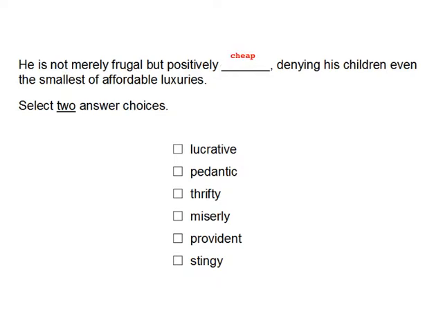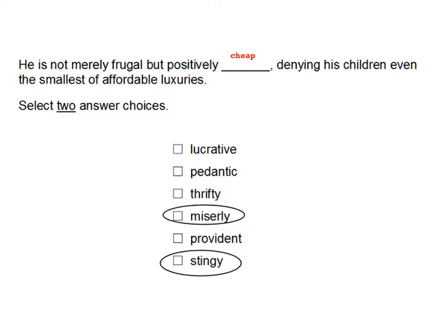And what is the clue here? That he's so frugal, he's denying his children the smallest of affordable luxuries. What a Scrooge. And when we get to the choices, we have miserly and stingy. So some of us may have actually written stingy as our fill-in word, which was always fun when you write a fill-in that is correct and appears in the answer choices.